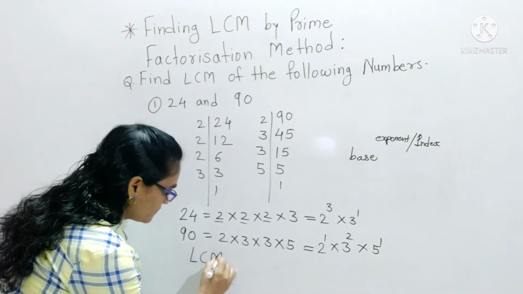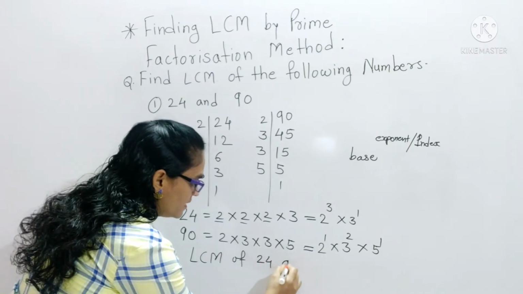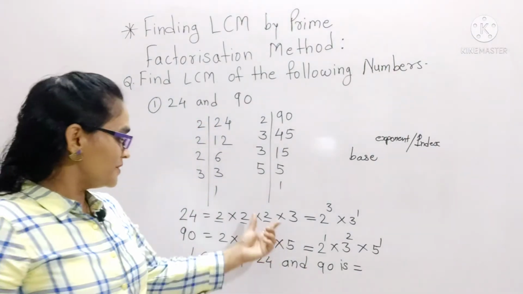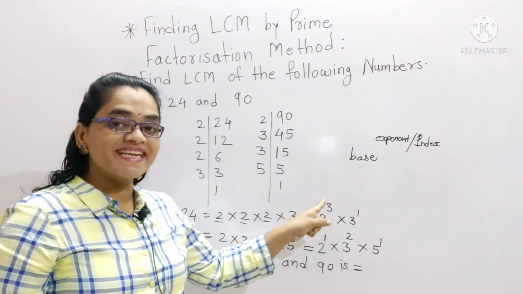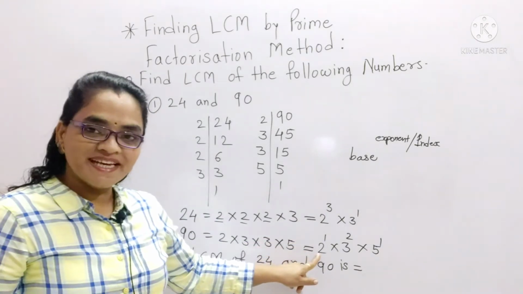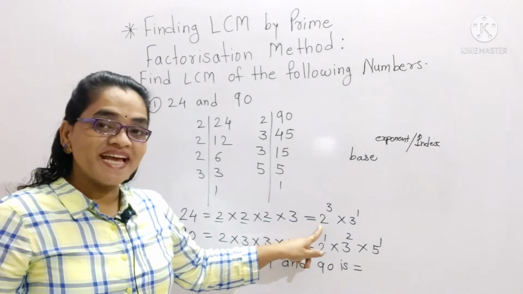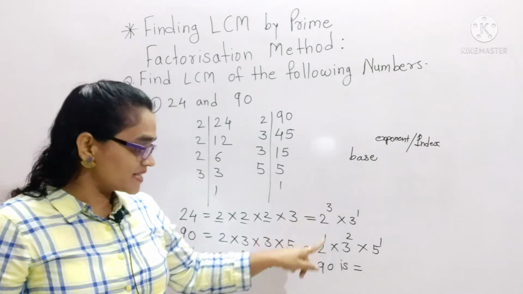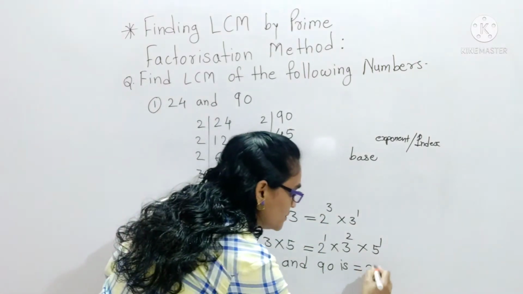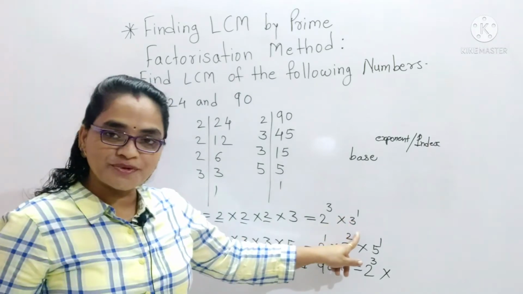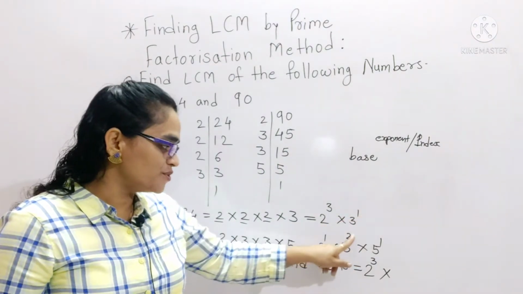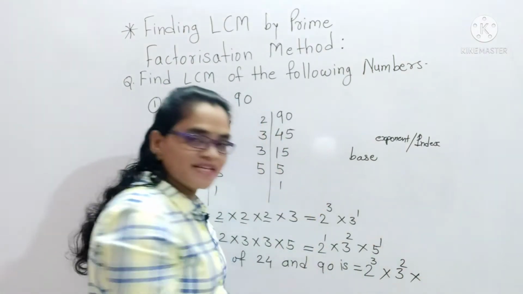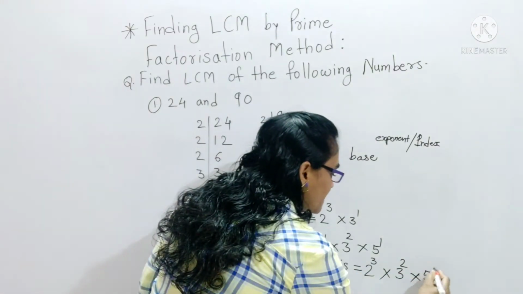How to find the LCM of 24 and 90? What you have to do is take out the numbers which have the greater exponent. Here also 2, here also 2, but which has the greater exponent, 2 raised to 1 or 2 raised to 3? 3 is greater than 1, so we take 2 raised to 3. 3 occurs as 3 raised to 1 and 3 raised to 2. From these two we take 3 raised to 2, and 5 occurs 1 time, so 5 raised to 1.